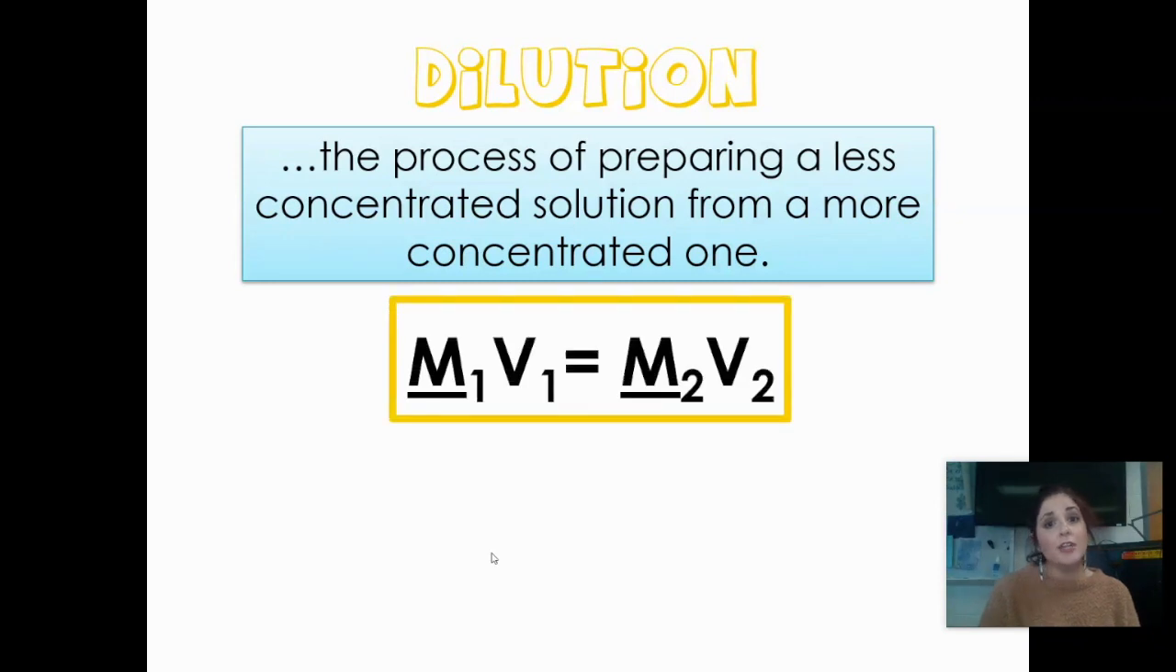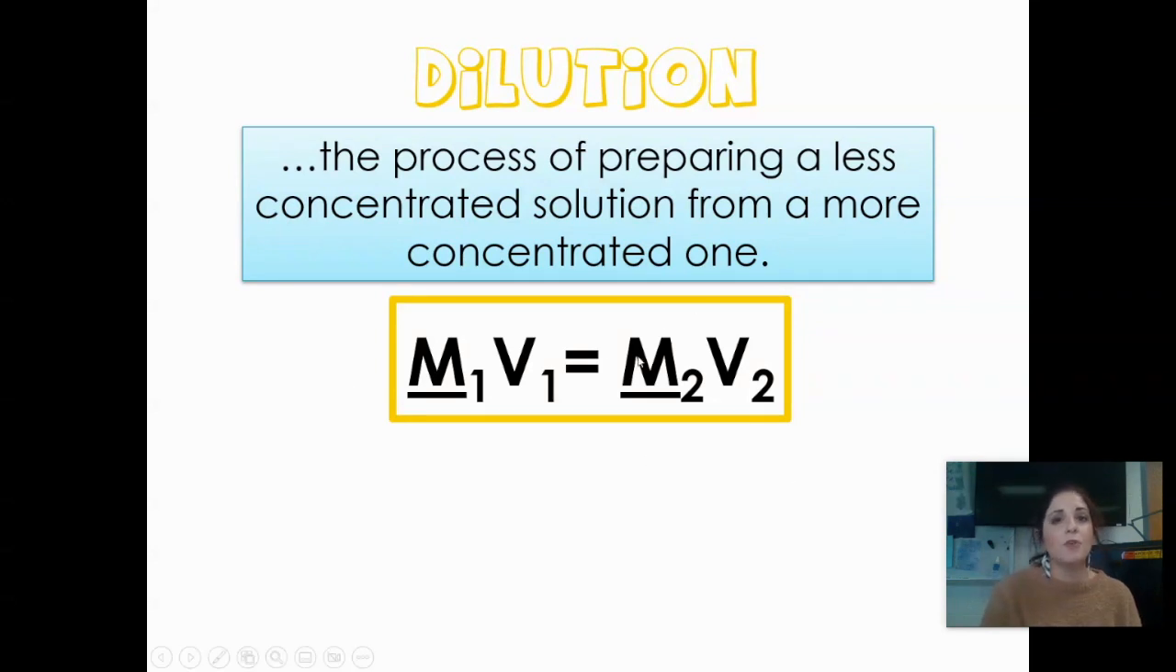And the equation looks like this. So it kind of looks like Boyle's law in a sense. The molarity of the first solution times the volume of that solution is equal to the molarity of the second solution times its volume. So let's say that I want to make 200 milliliters of a 0.1 molar solution.